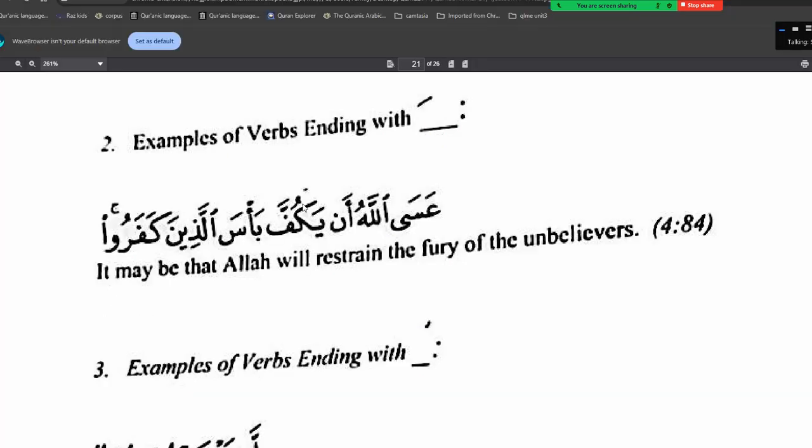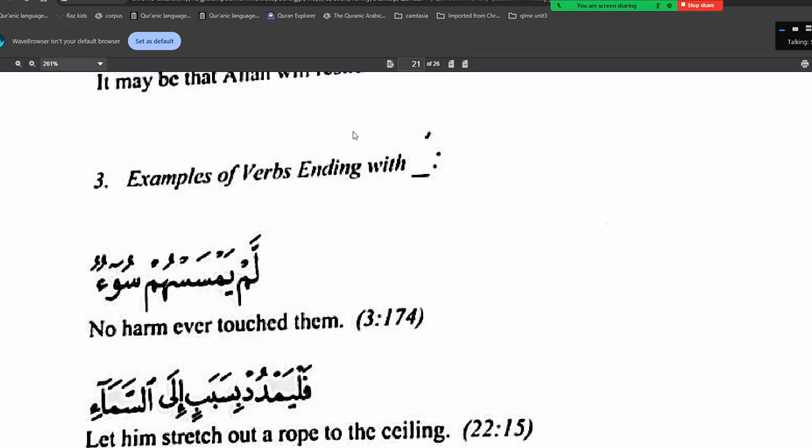Let's take the examples of verbs ending with a fatha. عَسَى اللَّهُ أَن يَكُفَّ بَأْسَ الَّذِينَ كَفَرُوا. It may be that Allah will restrain the fury of the unbelievers. Which is the verb? Kuffa. Yakuffu, right? What is the madi for this? Very good. Why is it yakuffa here? What is the job of huruf nasiba? It makes the mudare mansoob. So yakuffu becomes yakuffa.